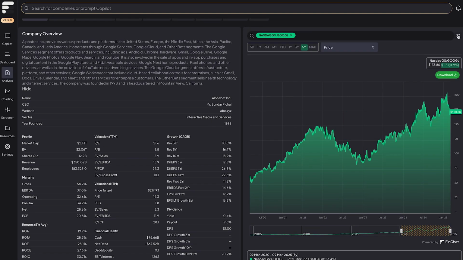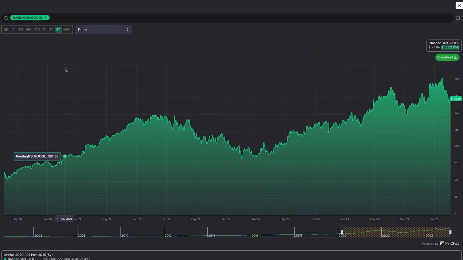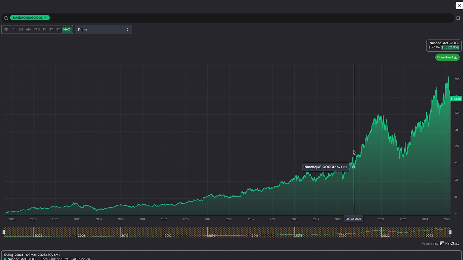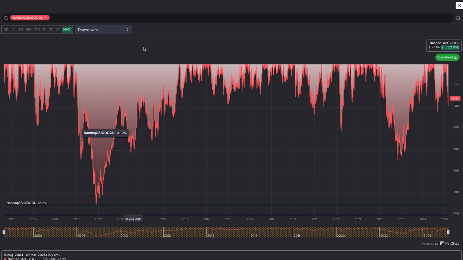Looking over here, I can full screen this just to make it easier to see. You can see over the last 5 years, this is how Google has performed. I can turn that to max and you can see right from the start. And I can change this drop down to different things. What you're seeing right now is the price alone, but I can switch this to drawdowns. I find this very useful because you could see how much a company has gone down in history.